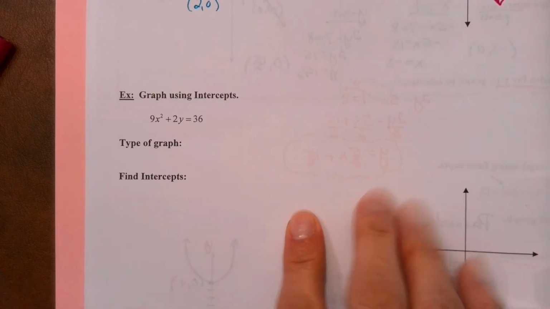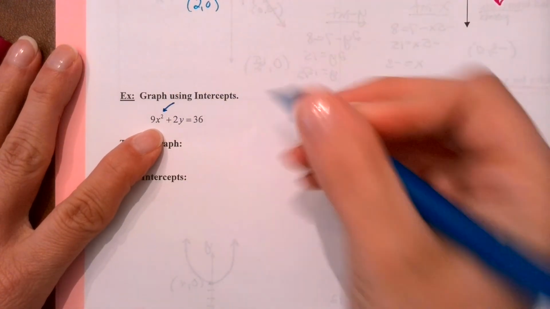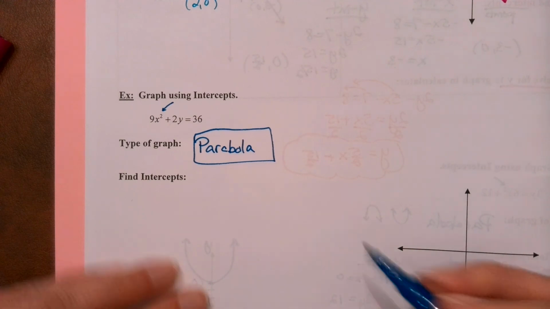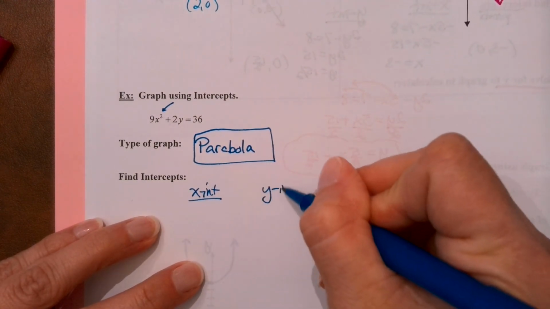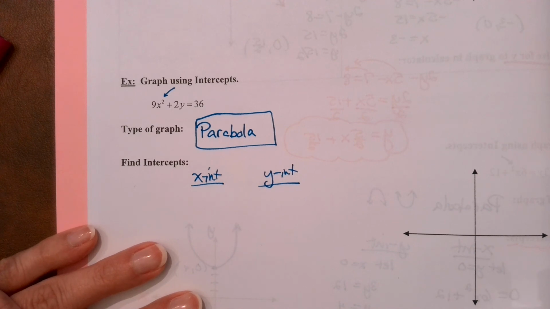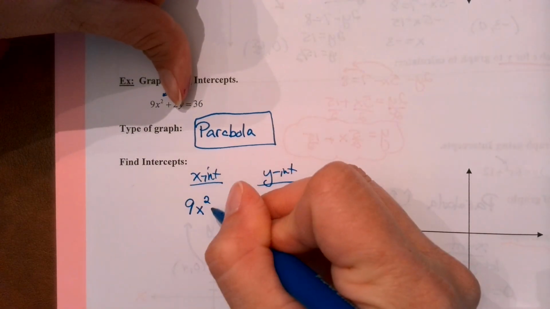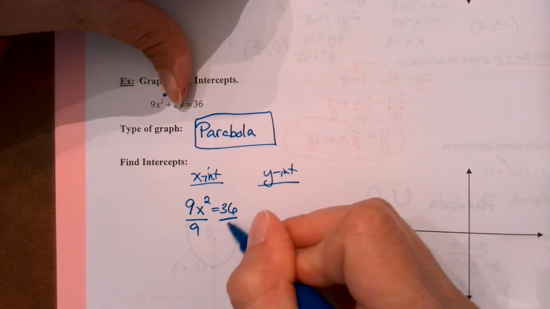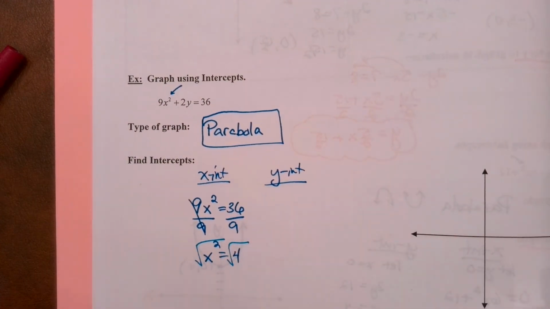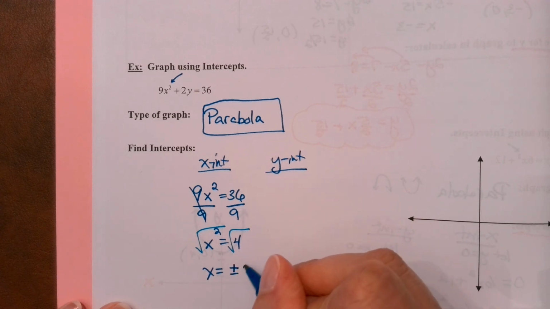Let's graph using intercepts. What type of graph do you think this is going to be? Since the power is 2, the shape is going to be a parabola. Okay, so we're going to draw a U-shaped graph. We're going to find our x-intercepts and our y-intercepts. Okay, please go find the x-intercept. So I'm going to let the y number be 0. 9x squared equals 36. Divide both sides by 9. X squared equals 4. We're going to go ahead and take the square root of both sides. And x is equal to, oh, when you square root, plus or minus 2.